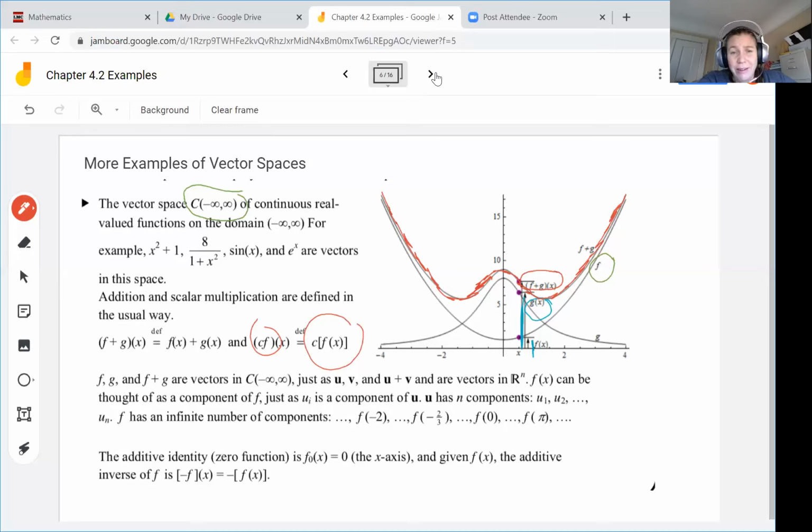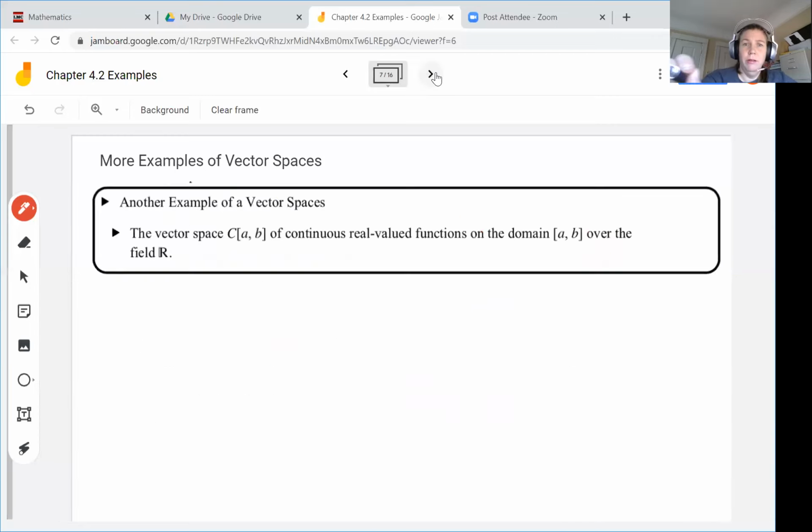The additive identity, the zero function, is going to be f sub 0 of x equals 0. So that's the x-axis when our y value is 0. Because if you take a function and add it to 0, you get the same function. And the additive inverse is going to be negative of the function f of x, because those would zero each other out.